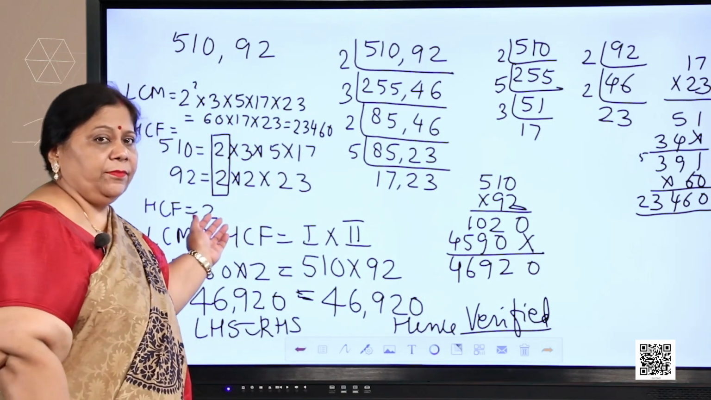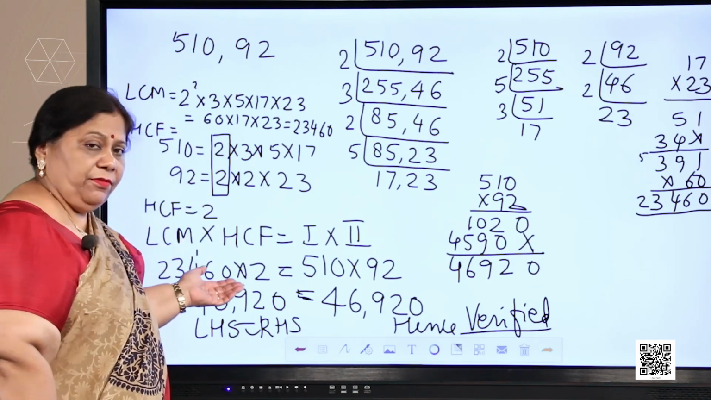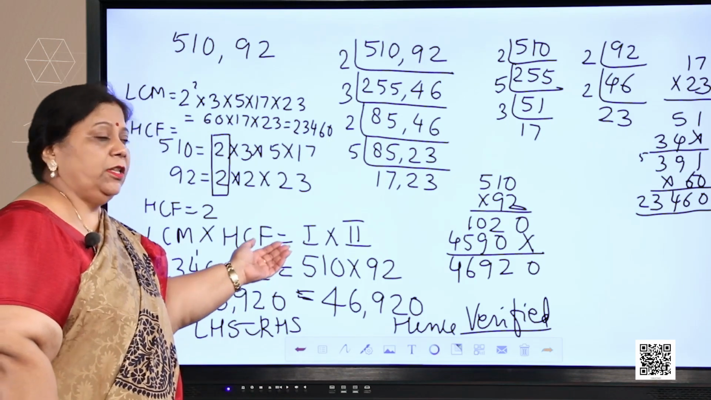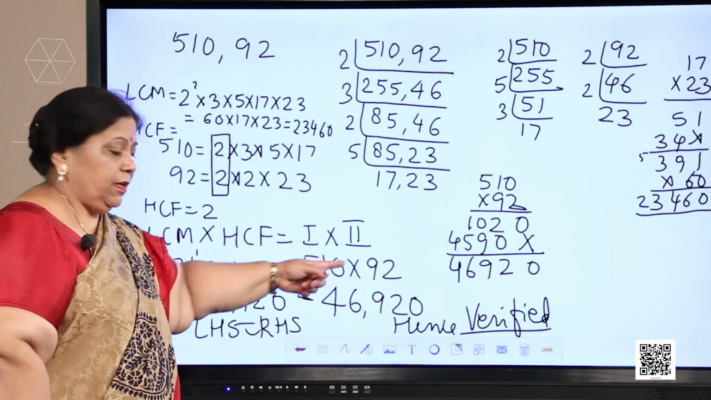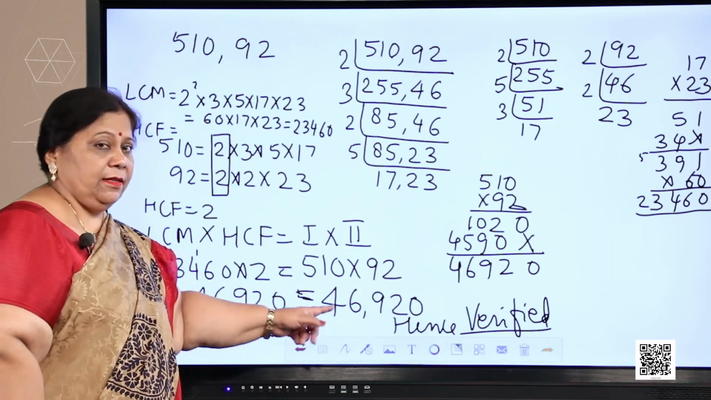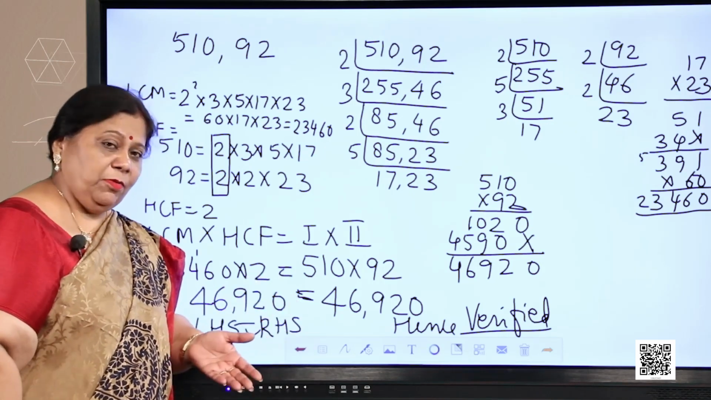I hope it is clear. We first find the LCM, then the HCF, and then we see that LCM into HCF should be equal to the product of our numbers. We got 46,920 in both the cases. So, our result is verified. Let us go into the next problem.